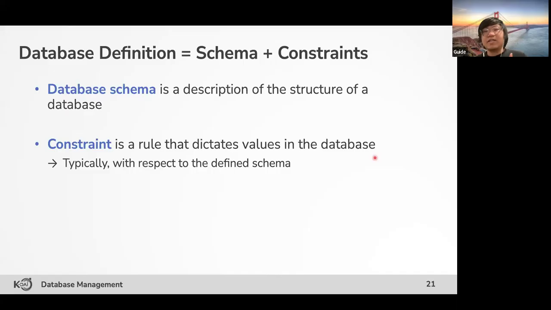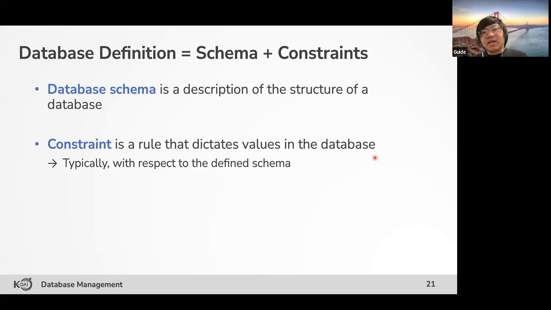Okay, the first one is a schema. The second one is a set of constraints. Database schema: the first one is a description of the structure of the database. Well, if you read this, you may think, what the hell is a description? What the hell is a structure of a database?